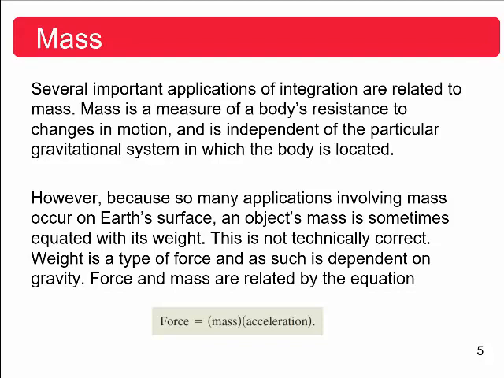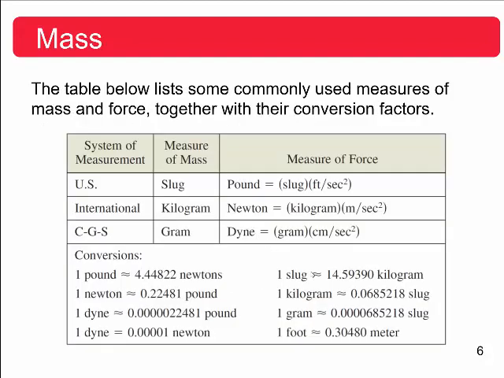So force and mass are related by the following equation. We know force on an object is equal to mass times acceleration. Okay, so you can solve for any of these, like for example, mass is equal to force divided by acceleration, or acceleration is equal to force divided by mass, and so on. All right, so the table here, I won't go through it, lists some commonly used measures of mass and force together with their conversion factors.